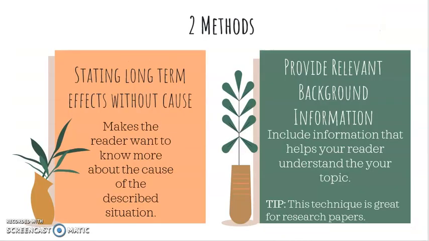When writing an anecdote or a narrative, there are 2 methods that we suggest. The first is stating a long-term effect or effects without its cause or causes. Using this method makes your reader want to know more about the cause of the situation you've described. Secondly, we suggest providing relevant background information. When doing this, you should include information that helps your reader further understand your topic. We also really suggest using this technique when writing research papers.